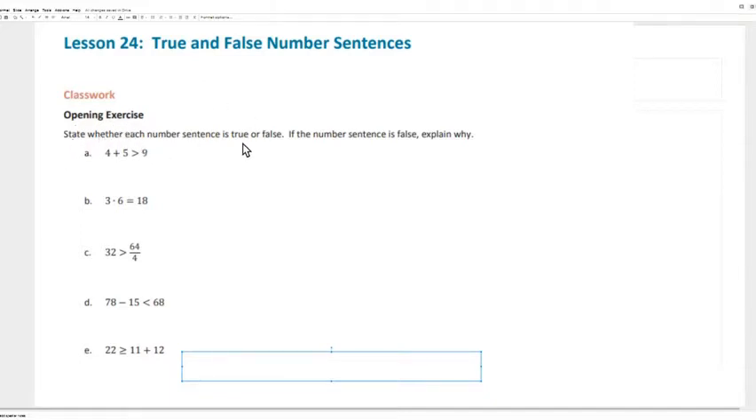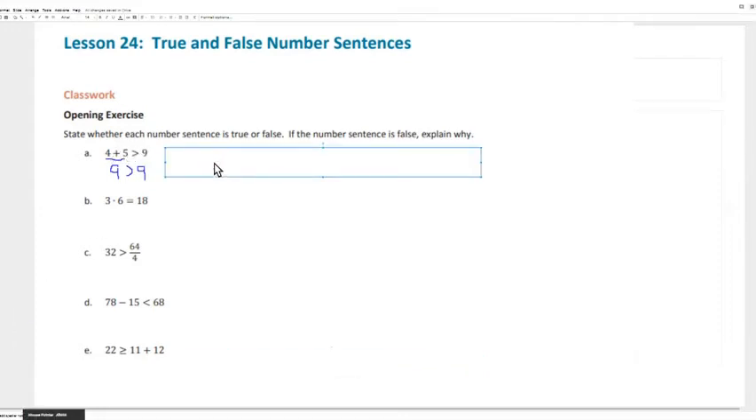State whether each number sentence is true or false, and if the number sentence is false, explain why. So we look at the first one. It says 4 plus 5 is greater than 9. Hopefully you recognize that 4 plus 5, whether you do it on paper or in your head, is 9. And you rewrite the statement, because the inequality stays the same, it's still greater than, and the 9 stays the same. So here's our statement: 9 is greater than 9. Is that a true statement? And the answer is no, it's not true, it's false.